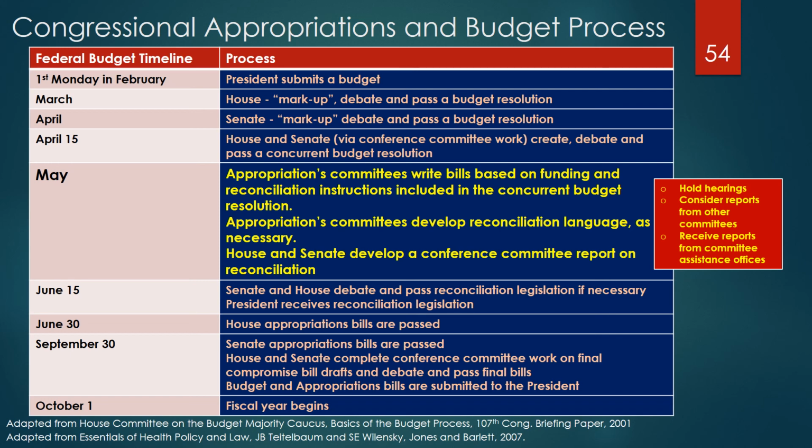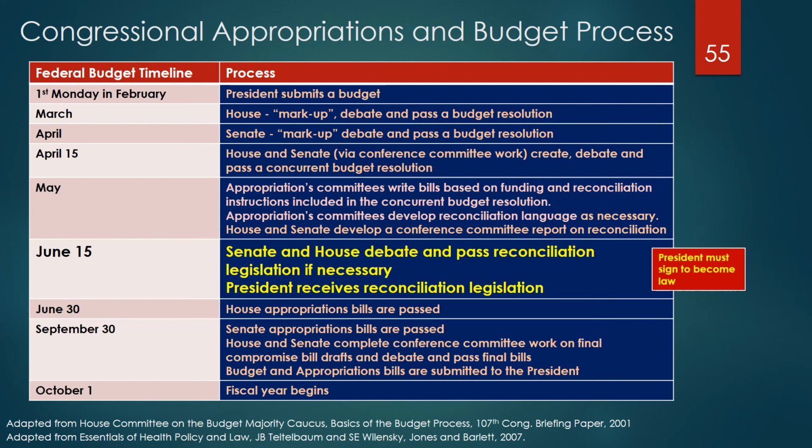Appropriations committees develop reconciliation language as necessary. The House and Senate develop a conference committee report on reconciliation. This reconciliation report results in reconciliation legislation if deemed necessary. By June 15th, Conference Committee reconciliation legislation is debated and passed by the Senate and House and submitted to the President for his or her signature. The President must sign reconciliation bills to become law.